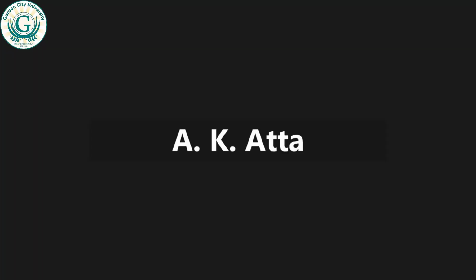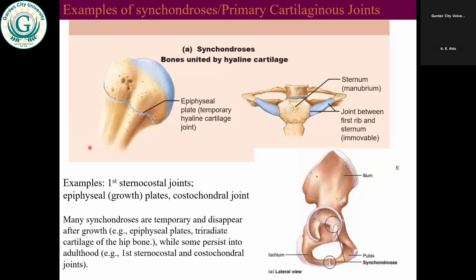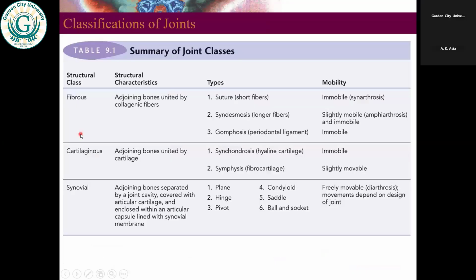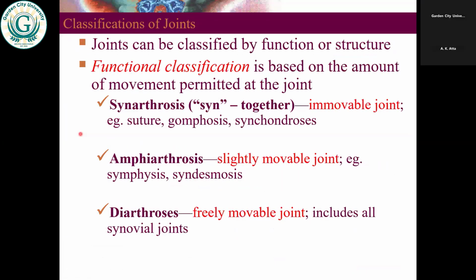So you realize that, when you are looking at joints, what do you call it? Synarthrosis, immovable joints. The one is suture, one is gomphosis, and one is synchondrosis, which is a primary cartilaginous joint.